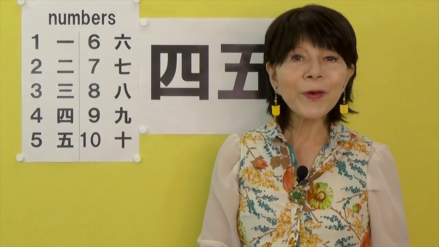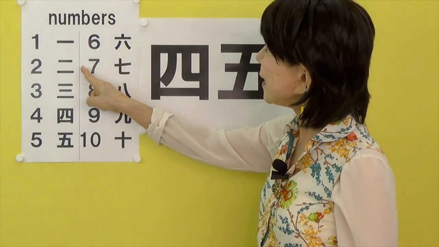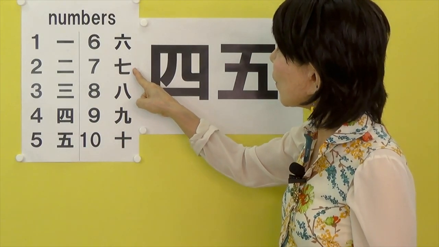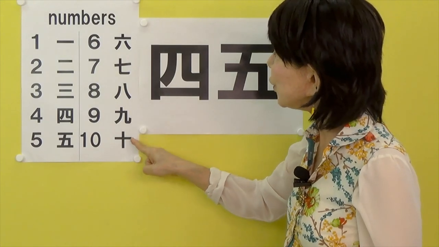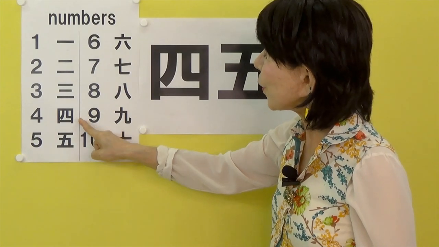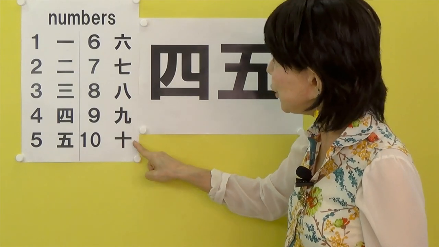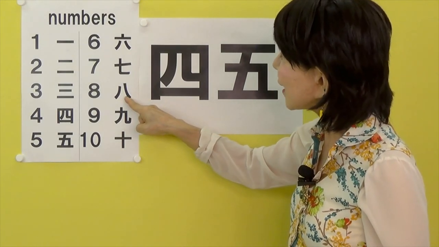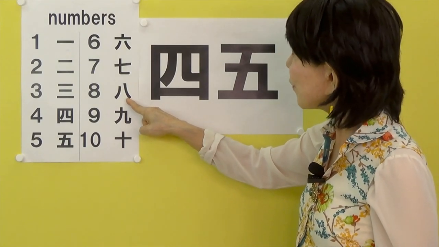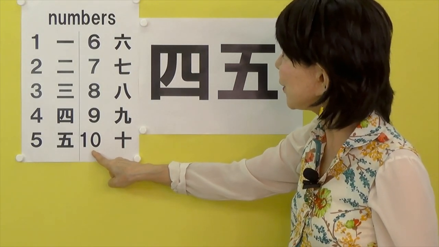I'll show you kanji for numbers from 1 to 10. Let's read. 1, 2, 3, 4, or 4, 5, 6, 7, or 7, 8, 9, 10. Once more. 1, 2, 3, 4, or 4, 5, 6, 7 or 7, 8, 9, 10. Hachi has the same shape as katakana ha because katakana ha came from this kanji. 10 is easy, only two lines.